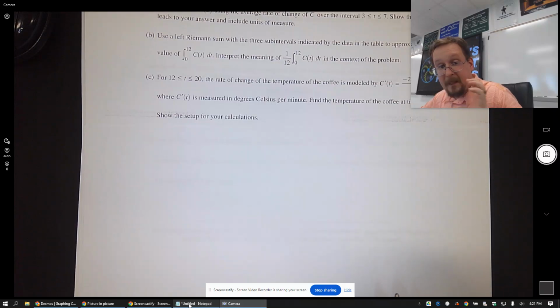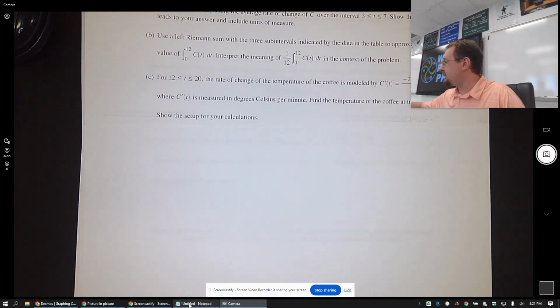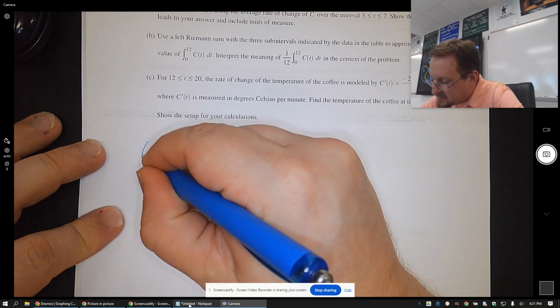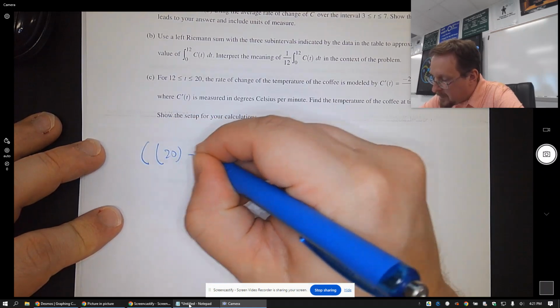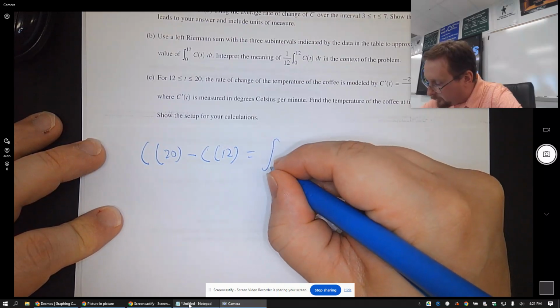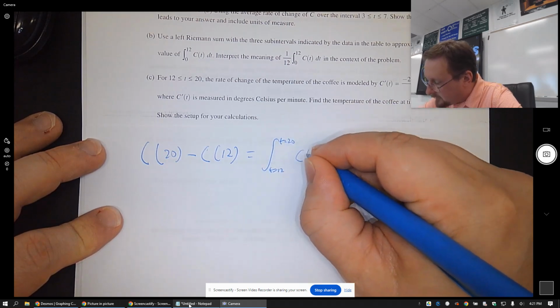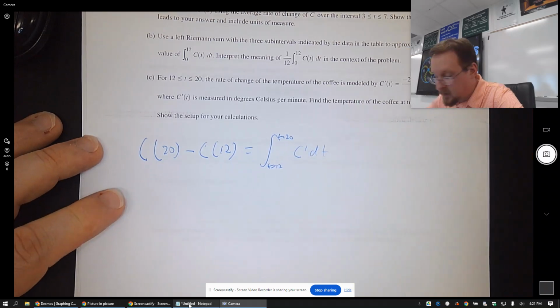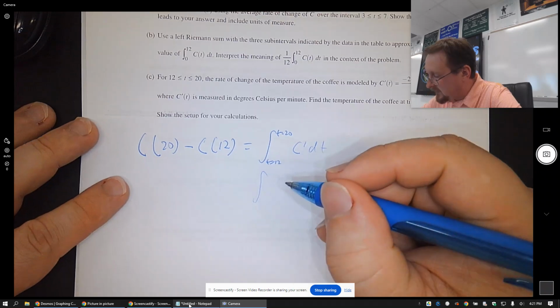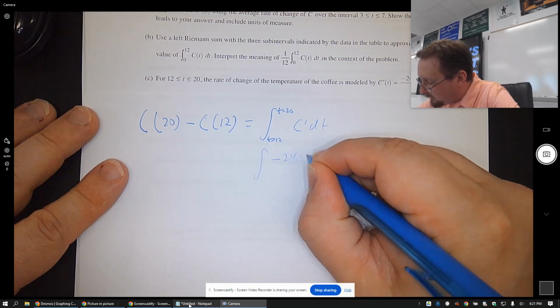Okay, so let's think about the fundamental theorem of calculus, whichever one this is. I know there's a first and a second one, and I could not care less about which one is which. So I'm going to say C at 20 minus C at 12 is equal to the integral from time equals 12 to time equals 20 of C prime dt, right? So what I'm going to do is take the integral of negative 24.55.